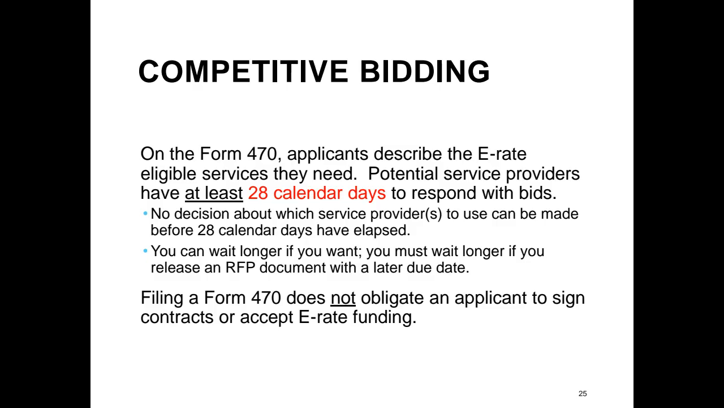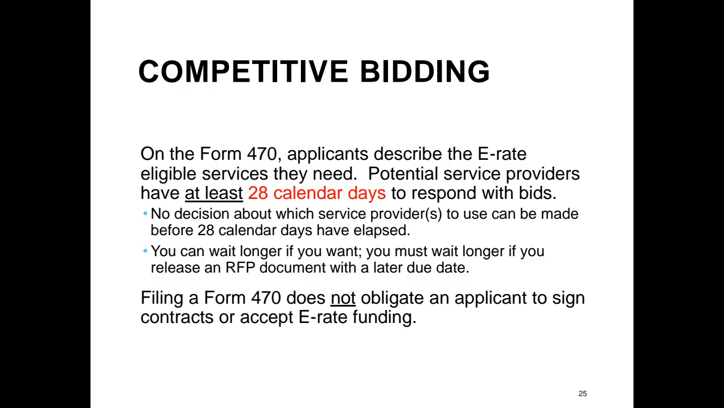Competitive bidding starts with a Form 470, which is a standardized form to describe what your library might need in the upcoming funding year. So you're letting potential service providers or vendors know what eligible services your library will need, and you're allowing them at least 28 calendar days to respond with bids. So that's the minimum time period.